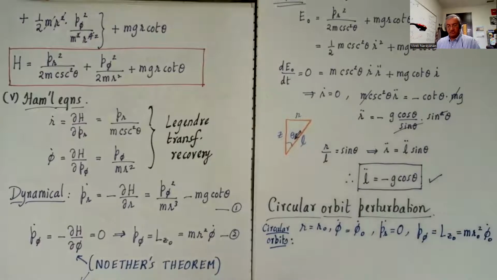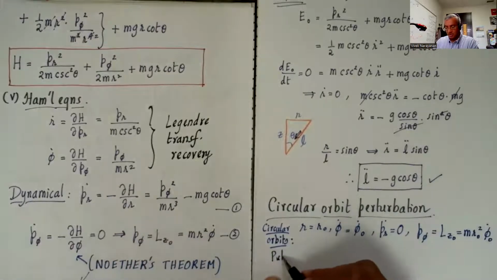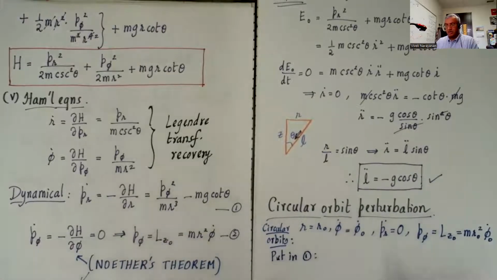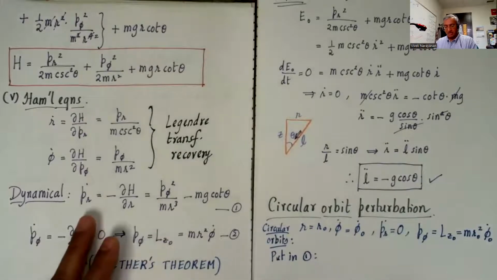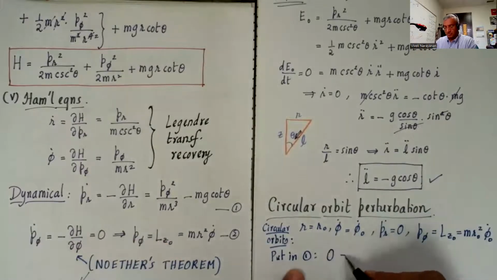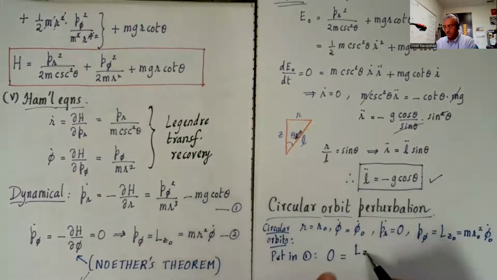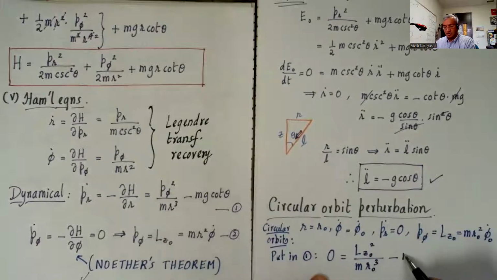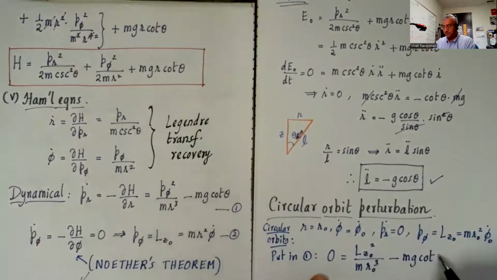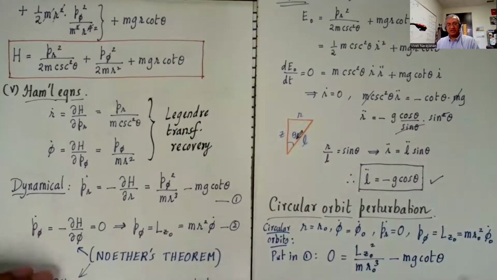Okay, now we'll put this in the dynamical Hamilton equation, which is right here. Let me do this. So 0 equals P_phi squared, which is L_z naught squared over m r naught cubed, minus mg cot theta. So that equation can actually be solved.